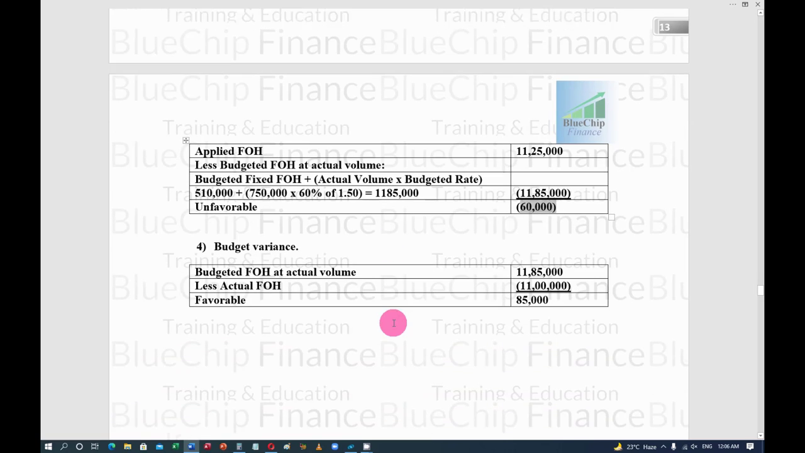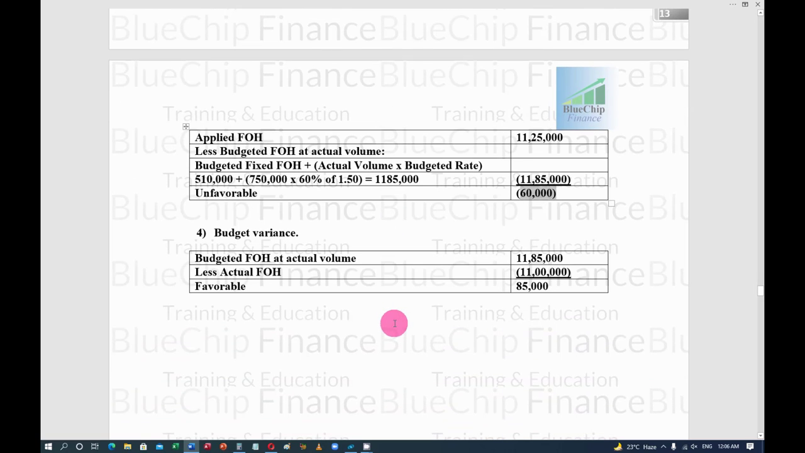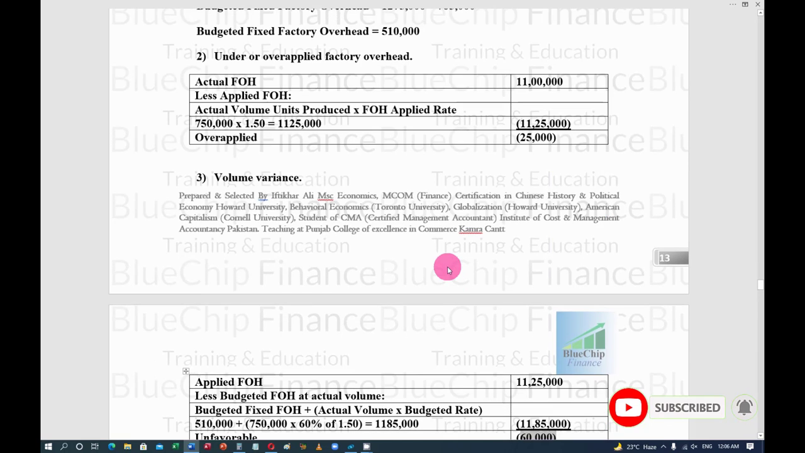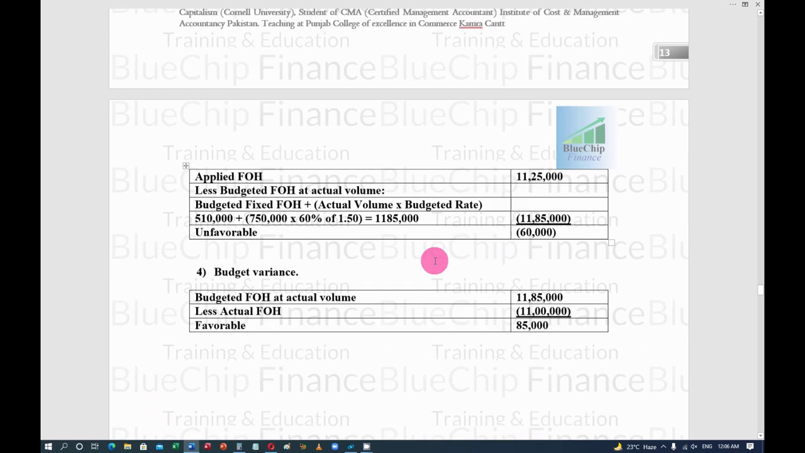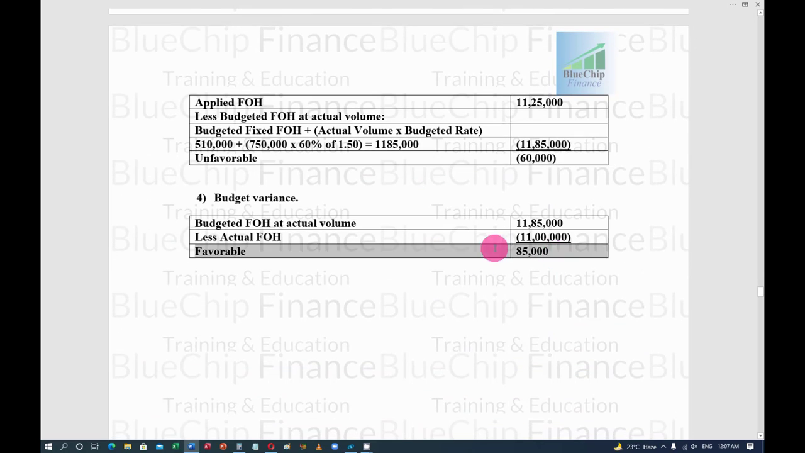Now what is budget variance? That is the fourth requirement of this question. Budget variance always equals budgeted FOH at capacity attained or actual volume, that is 1,185,000, minus actual FOH. Actual FOH is given in the question, that is 11 lakh. Just subtract these two and we get 85,000 positive, so that is favorable.